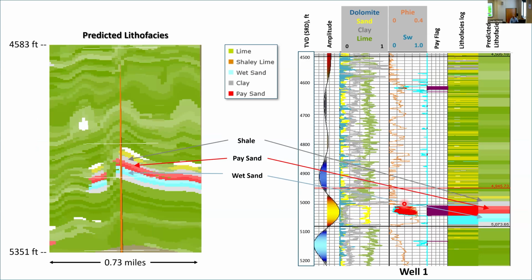And this is what we obtain. Here we are obtaining the wet sand. I'm going to talk more about the wet sand in just a minute. We have the pay sand, which is in here as well, and then we have in here the shale. So this is lithofacies from well log, and these are the lithofacies that we're going to be obtaining from the seismic. And we're going to be talking on how we're obtaining this.